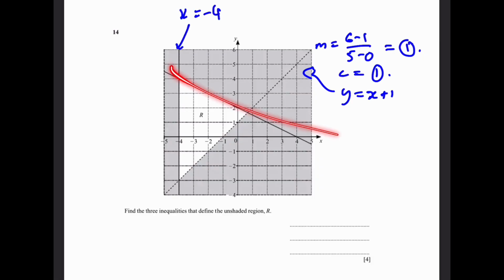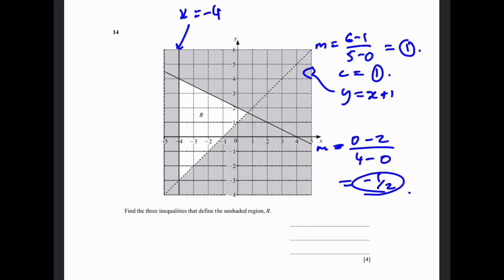Now what about the last line here? We can take any 2 points on this line as well to find the gradient. Let's take these 2 here. So we have 0, 2 and 4, 0. So the gradient for this is y2 minus y1, 0 minus 2 by x2 minus x1, 4 minus 0.